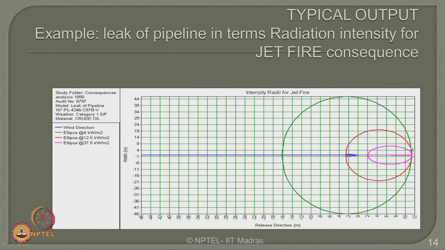So, we try to mark or circumscribe the peripheral area which will have intensity as low as 4 kilowatt per square meter and as high as 37.5 kilowatt per square meter. This is a very interesting outcome, which is one of the results of jet fire consequence arising from leakage of a pipeline in terms of radiation intensity.